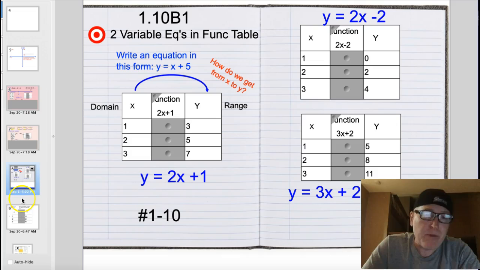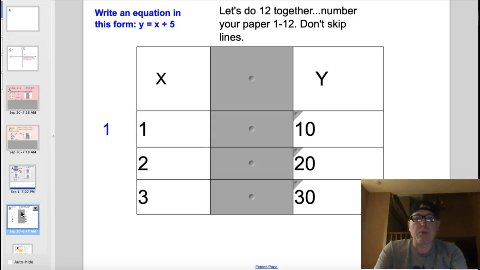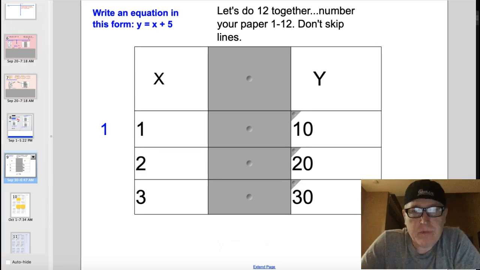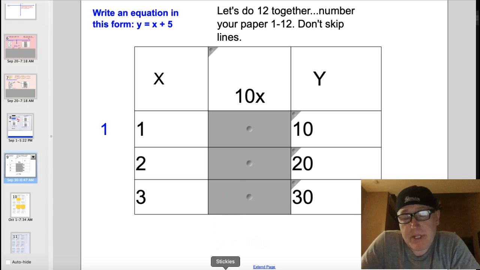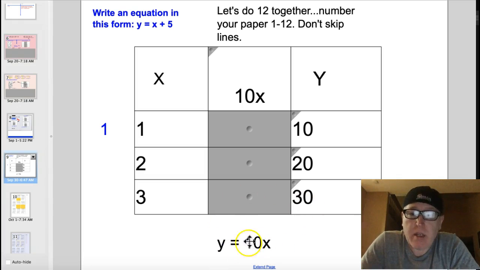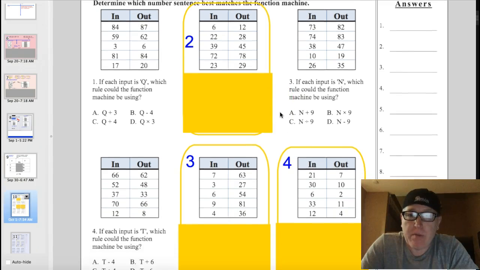All right, number 1 through 10, let's go. Here's your first problem. See if you can figure it out. Take about 10 seconds, and then I'll give you the answer. All right, well, that one was pretty easy. It's just times 10. So the rule, y equals 10x. This is your two variable equation. Make sure you have that written down. I want a y equals 10x. I don't want times 10. That's the rule, but that's not the function. That's not the two variable equation. It's y equals 10x.